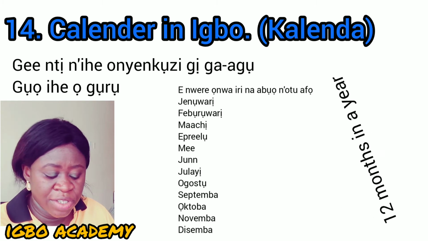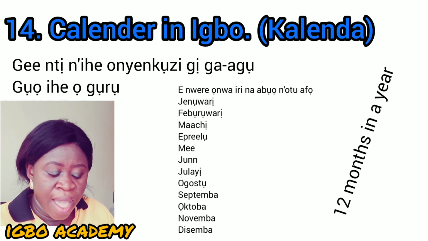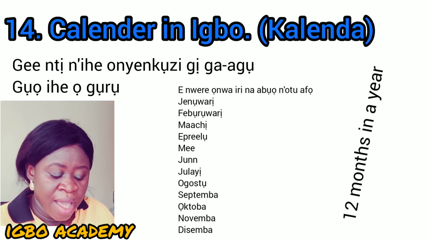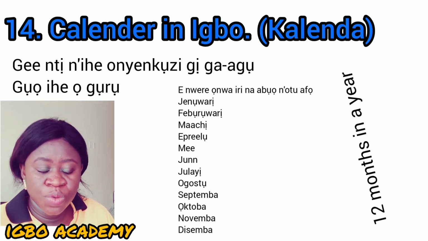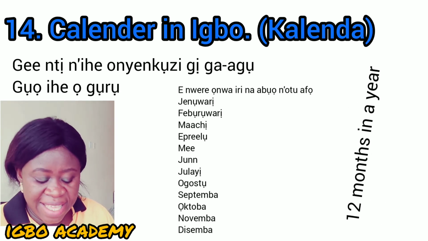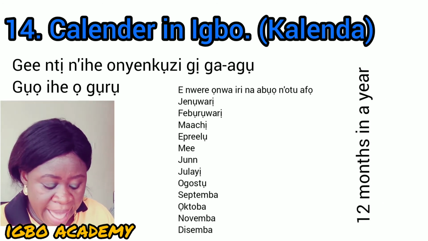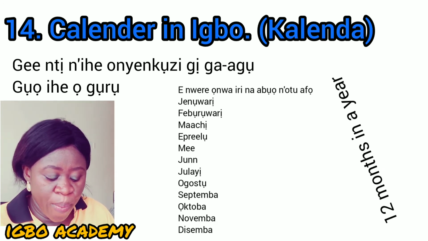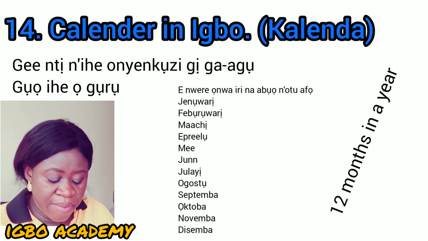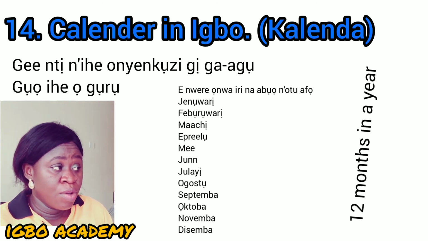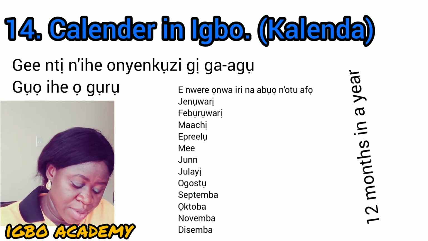We have January, February, March, April, May, June, July, August, September, October, November, December. So from all what we've read now, I want to ask a question.